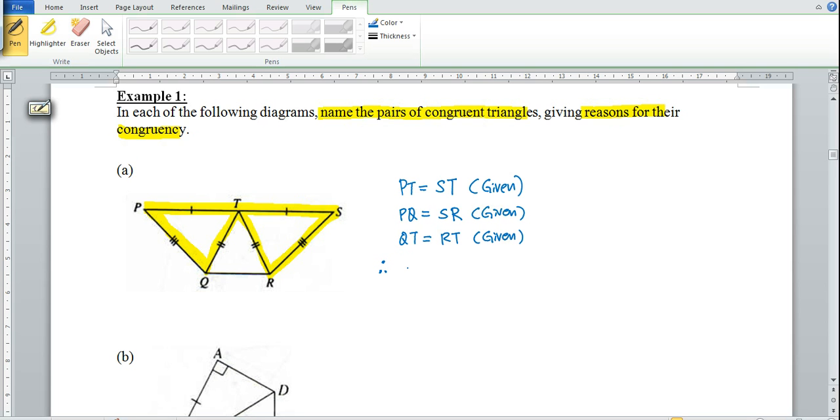Therefore, we can conclude that triangle PTQ is congruent to triangle STR. Okay, so notice that my sequence has to match. So the test that I'm using is SSS. I have to state the test that I have used. So this is what giving reason for congruency will look like. You need to have 3 evidences and 1 conclusion with the test that is stated.